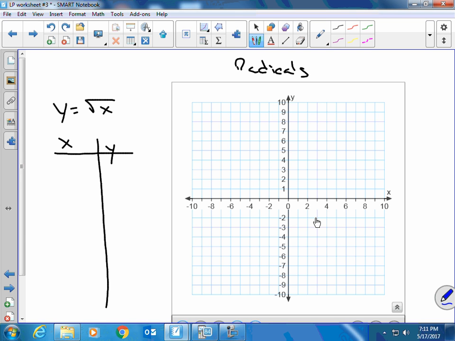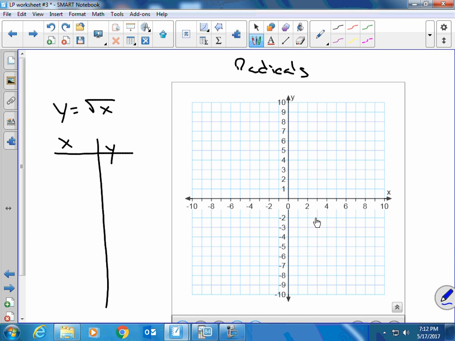As we look at that parent function, again, I don't know what it looks like. So my first step is to plot some points and get a feel for what this graph looks like, and then we'll talk about how to shift it, translate it, and transform it. So we need to plug in values for x. Let's plug in some careful values, values that we think about before we just plug them in.